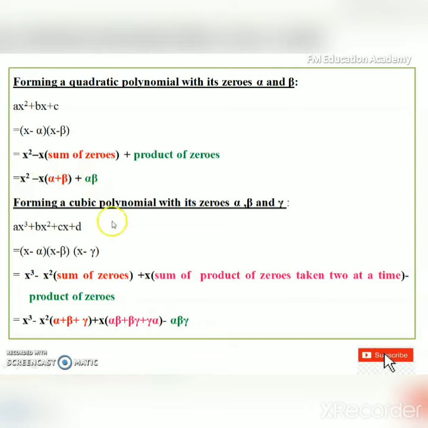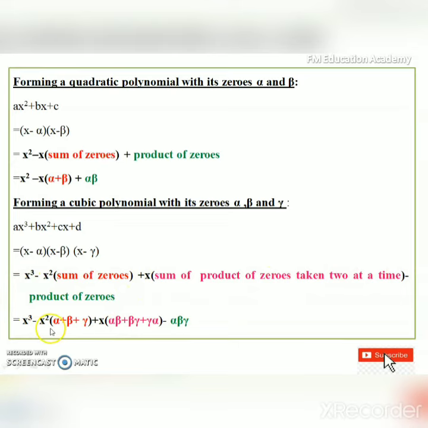Now in the case of a cubic polynomial, I know this is my standard form. And if I want to write it in terms of zeros, x minus alpha into x minus beta into x minus gamma. Similarly, I know the highest power of a cubic polynomial will be x cubed. So if I want to write the cubic polynomial with the help of zeros, what are the zeros? Alpha, beta and gamma. So x cubed minus x squared into sum of zeros plus x into sum of product of zeros taken 2 at a time minus product of zeros.